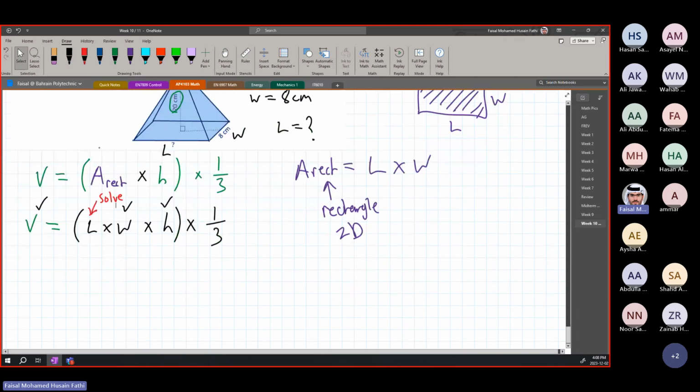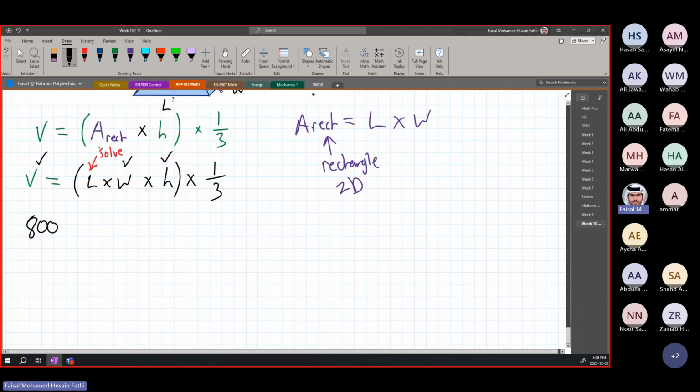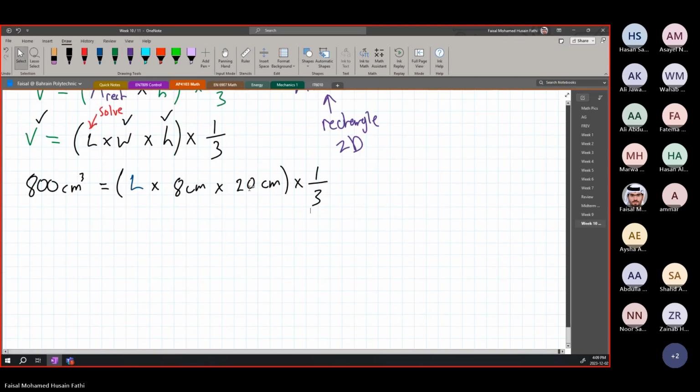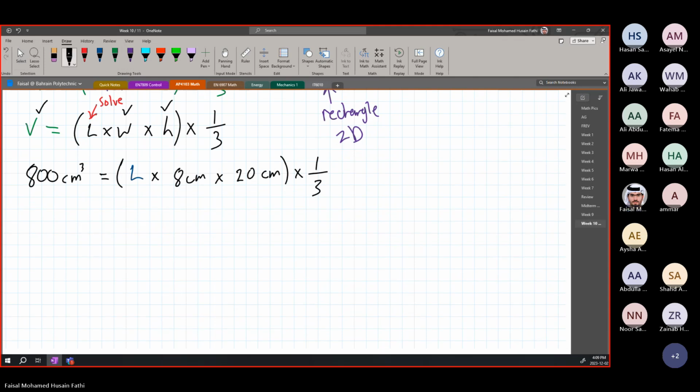What is the volume? 800 centimeters cubed. 800 centimeters cubed is equal to the length, which we don't know, we're trying to find, times the width, which is 8 centimeters, times the height, which is 20 centimeters, times 1/3. Okay? Now we can just start doing algebra to solve.